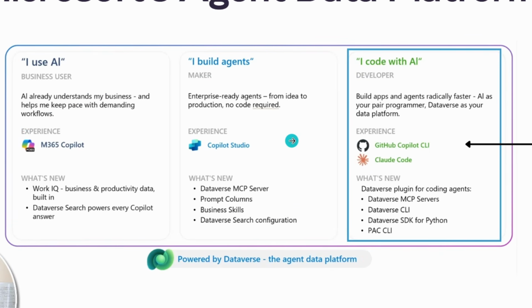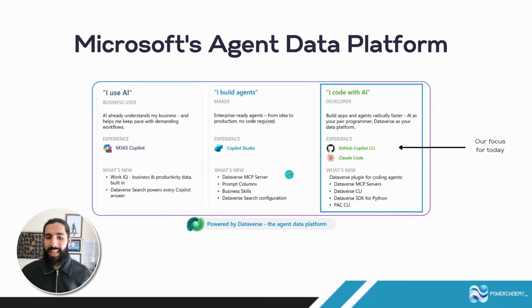Then we're here in the middle for I build agents, and this is where the maker hat really sits. What's new in this area is specifically the Dataverse MCP server, business skills as well, which is quite new. We've got prompt columns within Dataverse that live there, and a Dataverse search configuration, which has been there for a while. Now, the story that Microsoft is telling with this middle ground is effectively you're not just using AI, you're actually building with it.